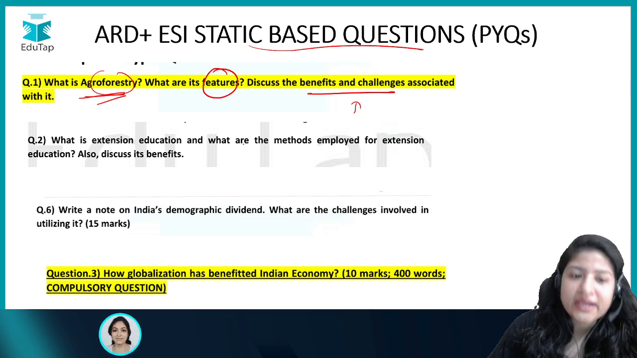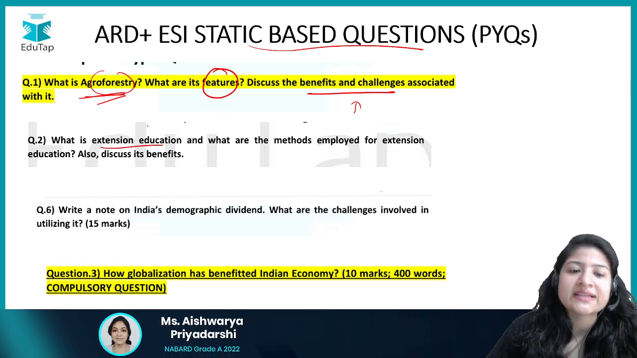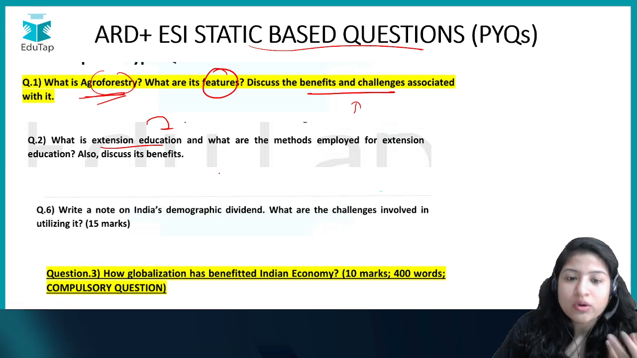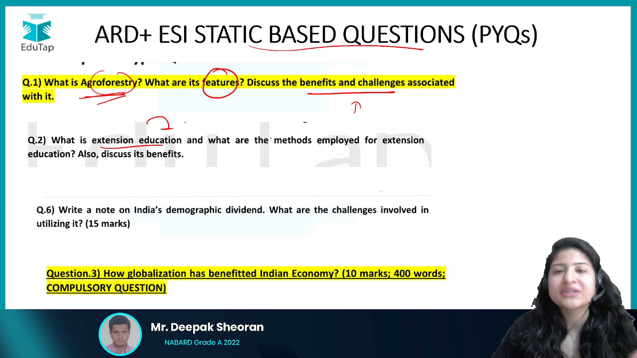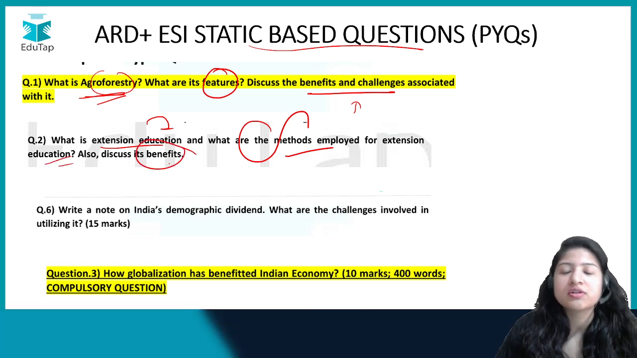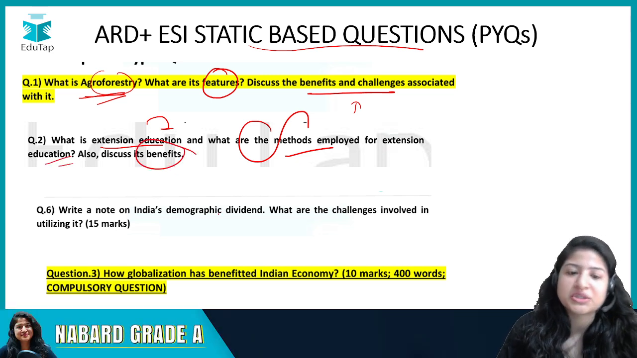Now let's come to the second question. What does this question say? What is extension education? Again, a very straightforward question that has been asked to you, and they have directly asked you to tell the methods that are used for extension education and also its benefits. Again, a straightforward question.